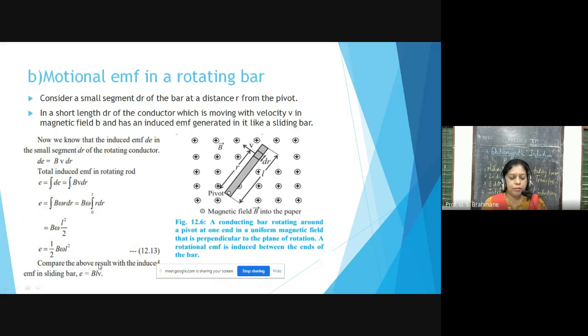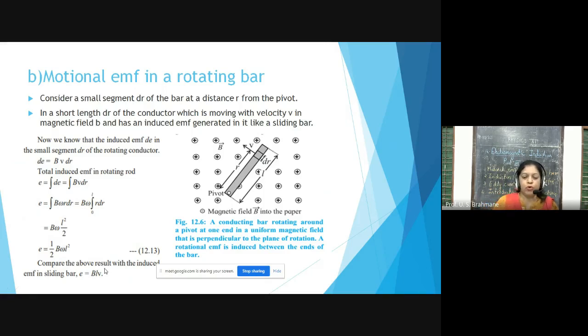So compare this above result with the induced EMF in a sliding bar, E is equal to BLV. You can see the comparison between these two. Understood? So for the motional EMF in a rotating bar, E is equal to half B omega L square. And for the sliding bar, it is E is equal to BLV. Getting it, students?